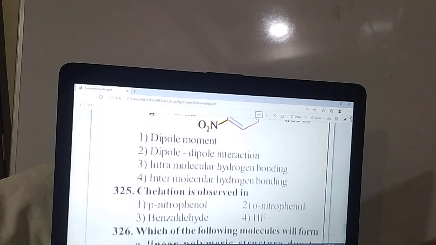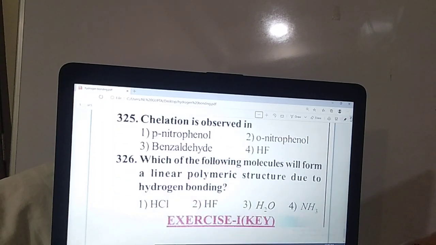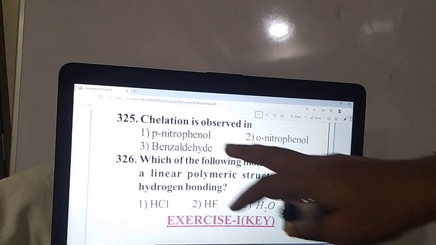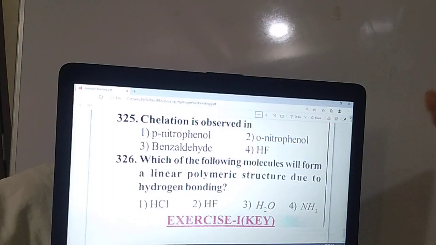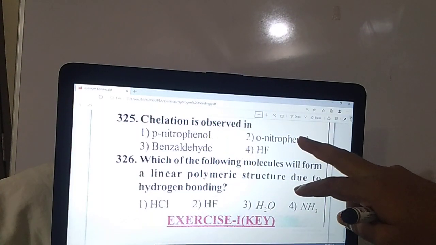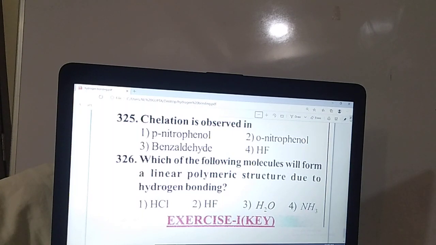Now let us move to 325. Chelation is being observed. Wherever there is chelation, that is a ring-like compound, a circular structure. Whichever has intramolecular hydrogen bonding has chelation, a ring-like structure. Orthonitrophenol, not paranitrophenol, is the correct answer. Here a ring-like structure will form.